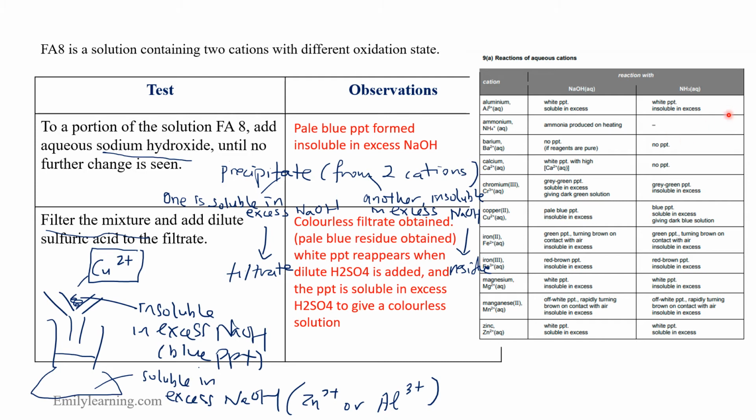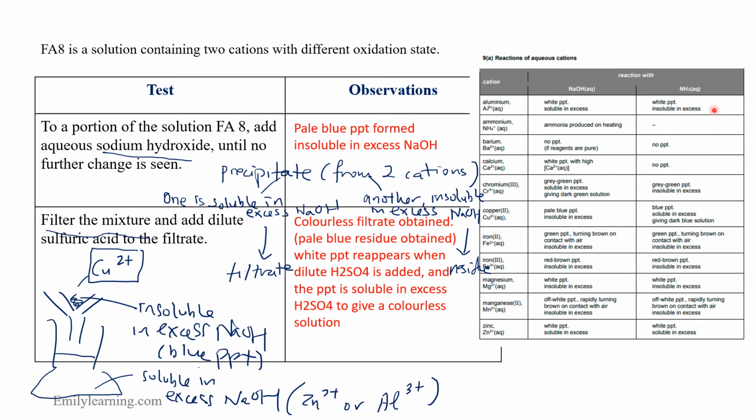So aluminium ions, when you add aqueous ammonia, will form a white PPT insoluble in excess aqueous ammonia. But for zinc, it will form a white PPT soluble in excess aqueous ammonia. And that is how you distinguish Al3+ from Zn2+.